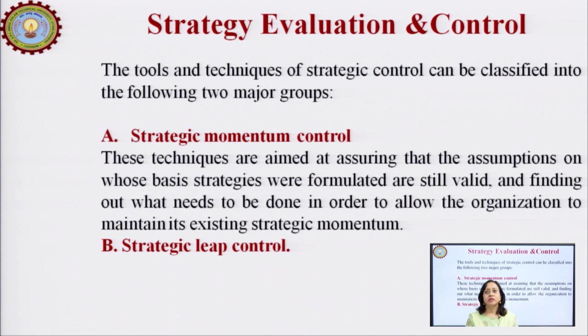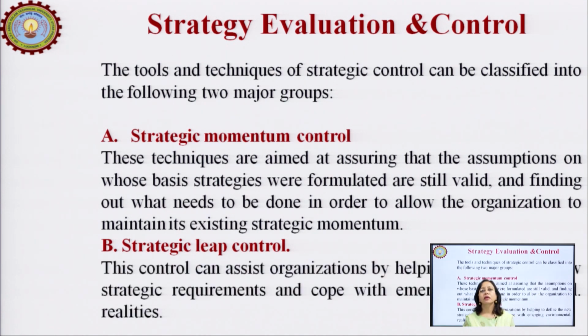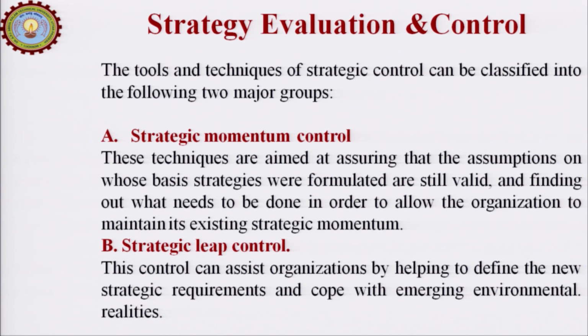And the second is strategic leap control. Leap, as you can understand from the word itself, is taking a big step ahead. So, here we are not talking about little advances, we are talking about a big step ahead. This control can assist organizations by helping to define the new strategic requirements and cope with emerging environmental realities. This type of control will help the organization to determine what needs to be done in the future, what you should do in order that your level of activity improves in due course of time. That is what we are talking about in strategic leap control and how it will cope with the emerging environmental realities.